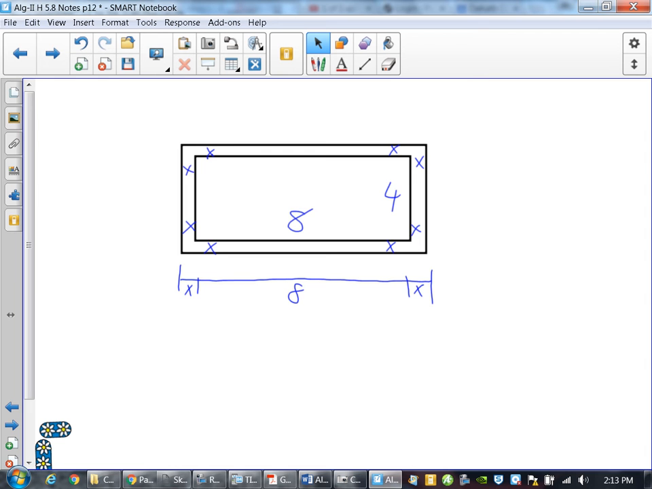otherwise known as 8 plus 2x. So it's an 8 plus 2x for one side. The other dimension is now 4 plus 2x. And that overall has to equal how much? 165.